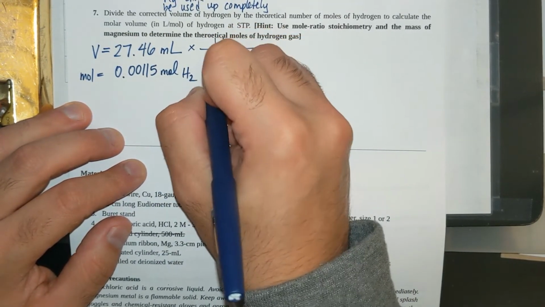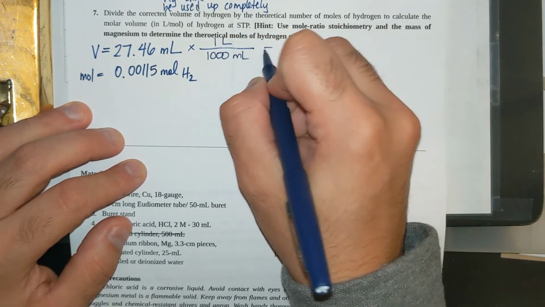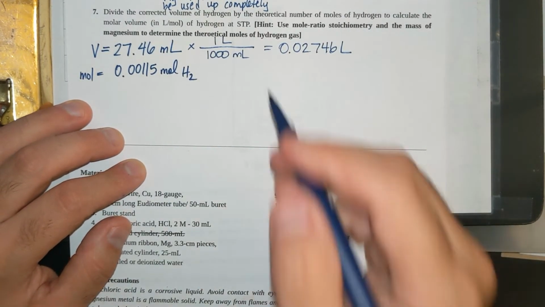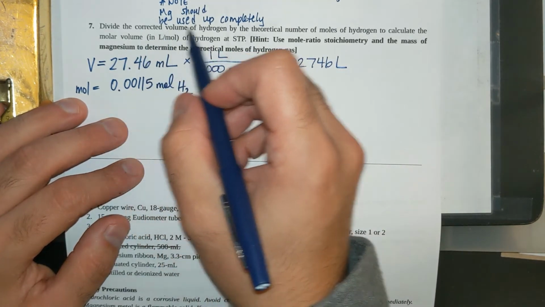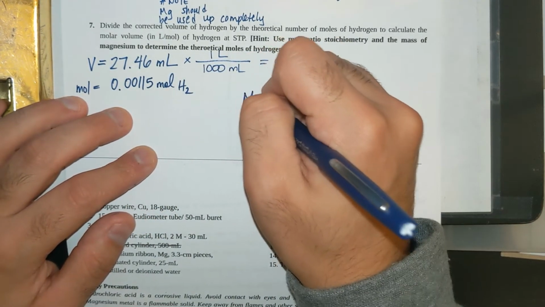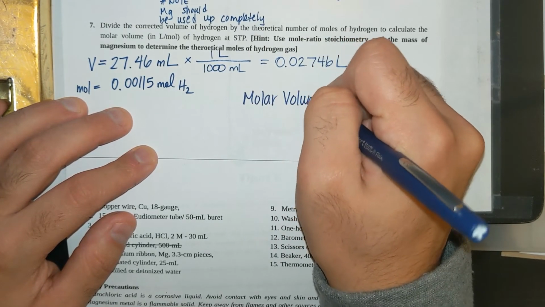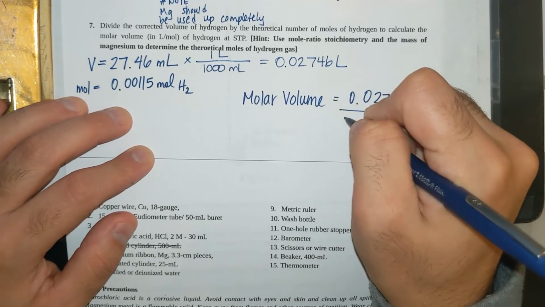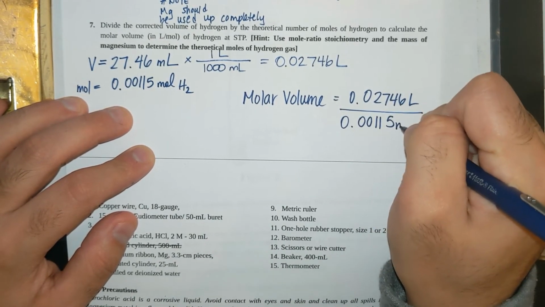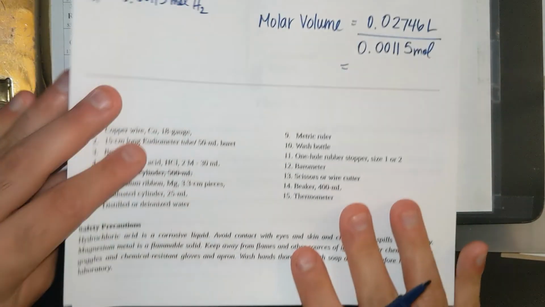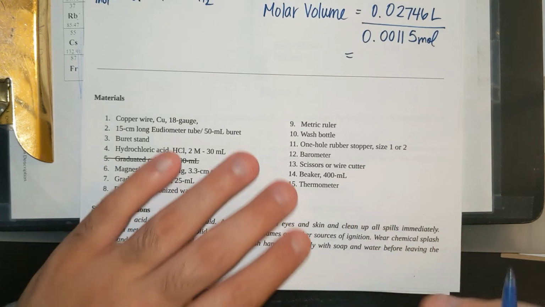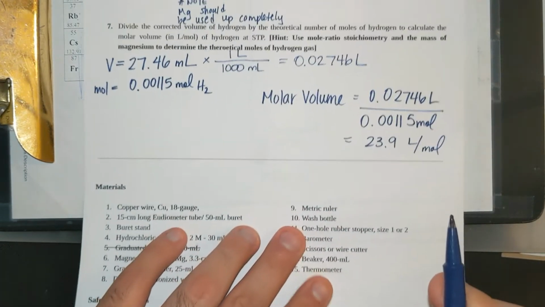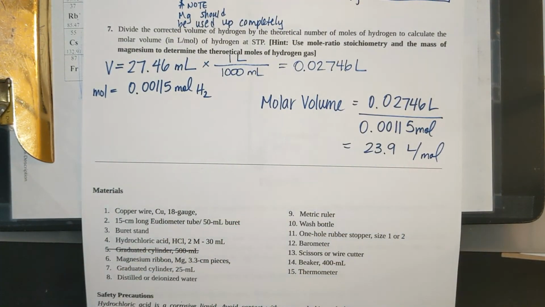Now this volume needs to be in liters. I'm going to do dimensional analysis. 1 liter is 1,000 milliliters. So basically I'm dividing by 1,000, 0.02746 liters. And so now I have my moles, I have my liters. It says divide the corrected volume by the moles. Molar volume will be equal to 0.02746 liters over 0.00115 moles. And you get an answer of 23.9 liters per mole. And so this is the molar volume, or the volume of 1 mole of that gas.